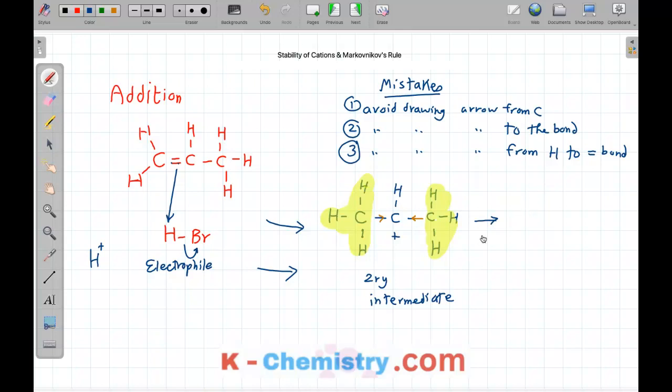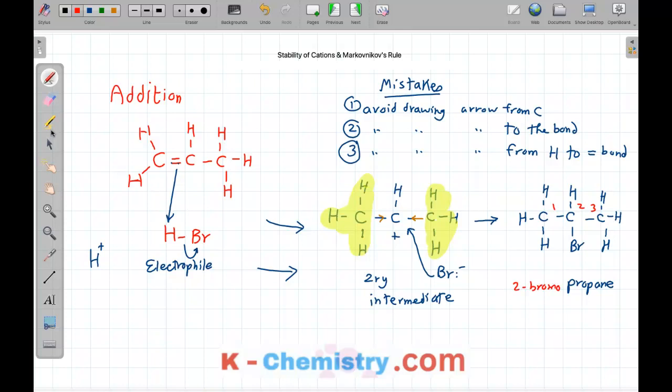The final product will come by the next step when the Br comes with its electrons and makes the attack on the positive. So this goes to the positive here to make the final product that will be CH3, H, and C, and H, and here there is the Br, for example. So CH3, now this is my final product. I can see that this is a propane, and at carbon number 2, I can see that this is 2-bromopropane.